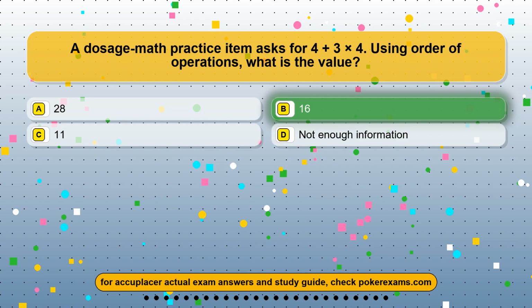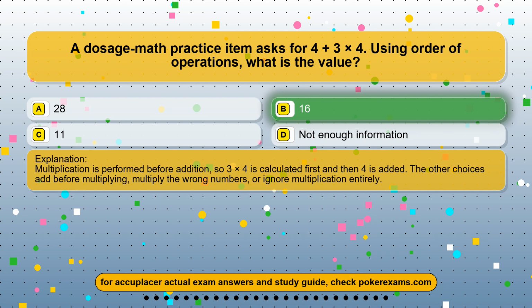The correct answer is option B, 16. Multiplication is performed before addition, so 3 times 4 is calculated first and then 4 is added. The other choices add before multiplying, multiply the wrong numbers, or ignore multiplication entirely.